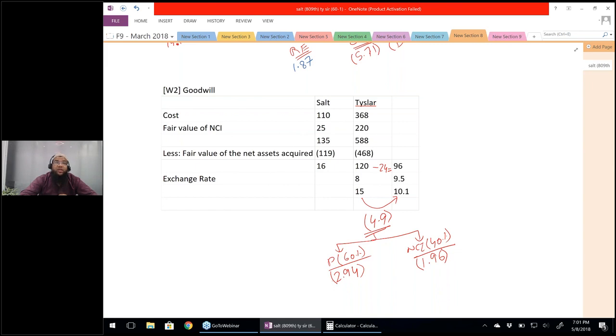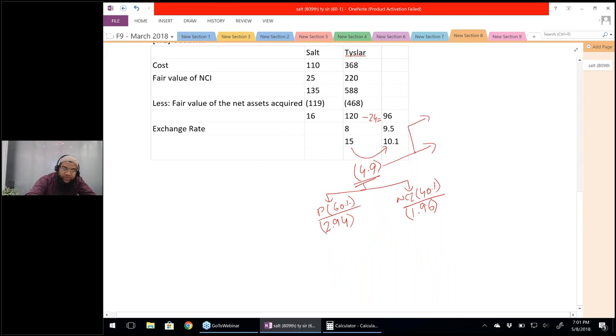Now there is one more issue. This 4.9 is due to two reasons: the net assets and the exchange rate. The exchange rate impact is taken to OCI and the impairment impact is taken to P&L. So what we need to do is divide the impairment loss of goodwill, 24, by the average rate of 8.5, and take 60% of this to retained earnings. Because out of this 2.94, some value should be taken to retained earnings and the exchange rate impact should be taken to OCI.